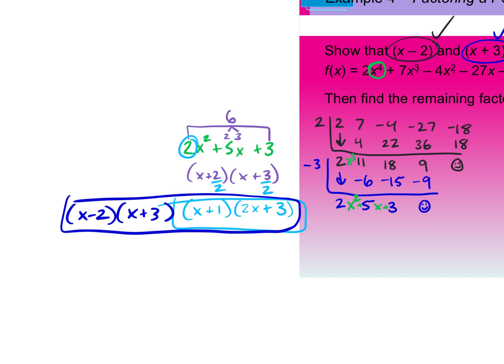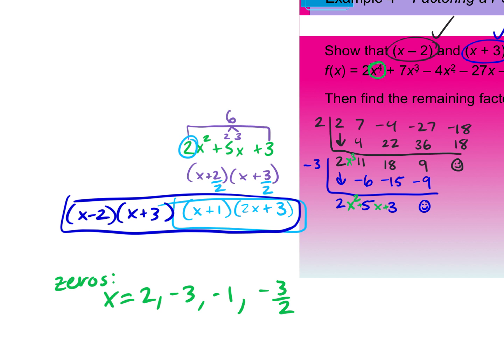And then if it asks for the zeros, just for extra practice, let's find our zeros. What would x equal? Perfect. It's 2, -3, -1, and -3 over 2.